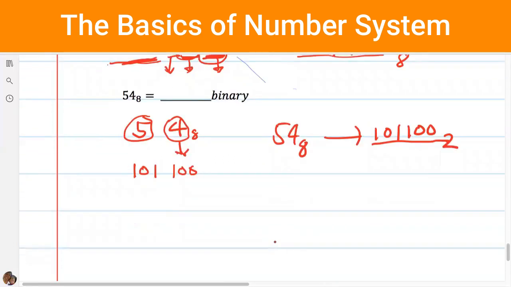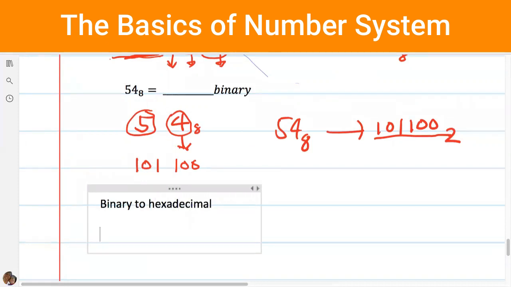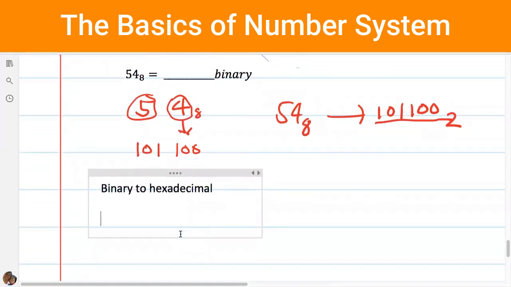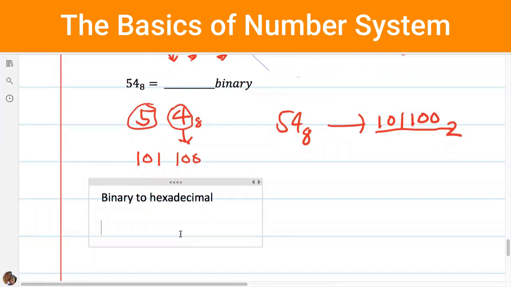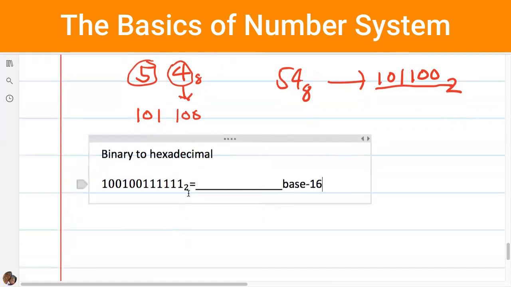Let's write another one. Let's have binary to hexadecimal. Let's try to have an example here, assuming I have here binary numbers 1, 0, 0, 1, 0, 0, 1, 1, 1, 1, 1, 1. Now we are going to convert this to hexadecimal form, or shall we say base 16.